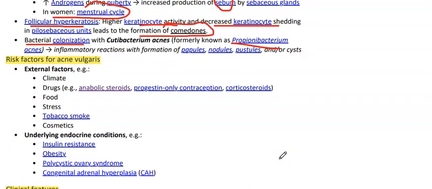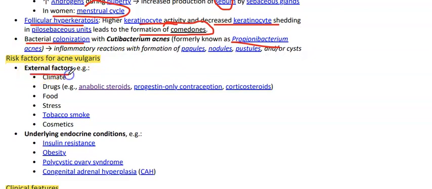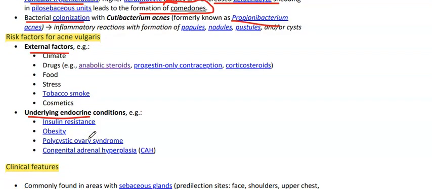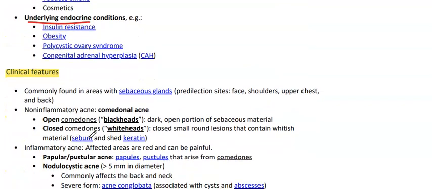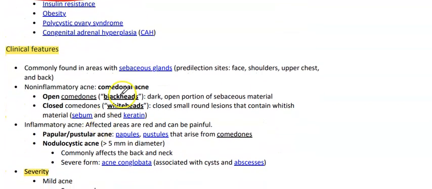What are the risk factors? So we have internal factors and external factors. Then clinical features. It is commonly found in areas where the sebaceous glands are present in large amounts, like the face, shoulder, upper chest, and back.